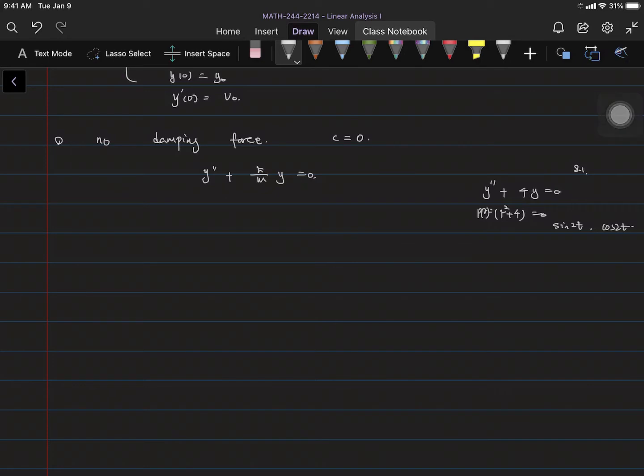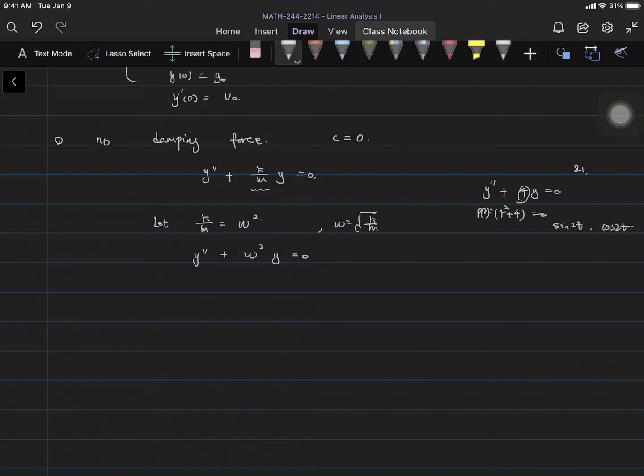For simplicity, we want to make this number something squared. So we let k over m equal omega squared. Don't worry too much, we just want to make the equation simple. Then the equation becomes y'' plus omega squared y equals 0. It's a little bit easier to see. And here, omega is definitely the square root of k over m.